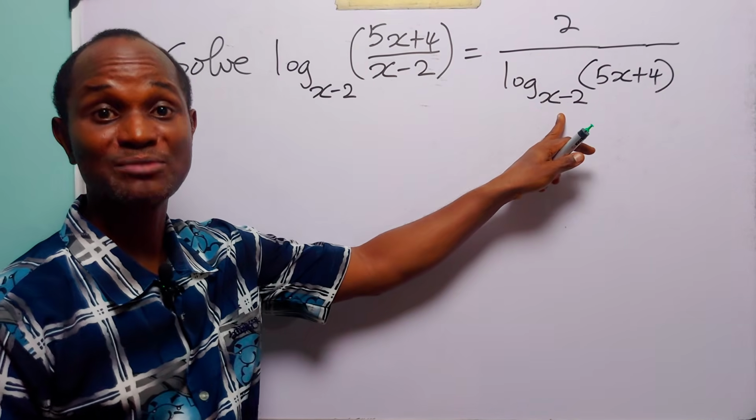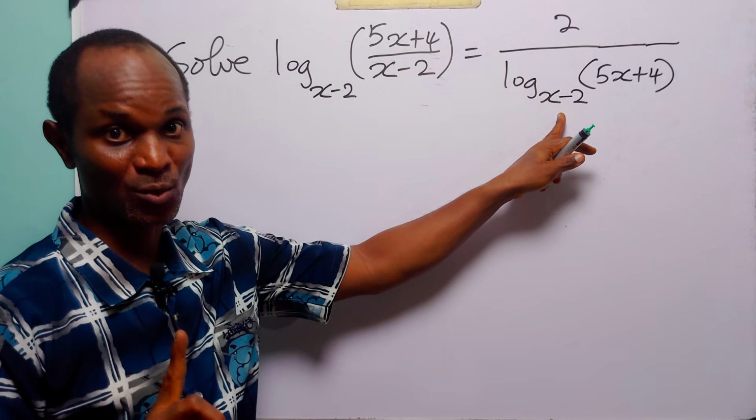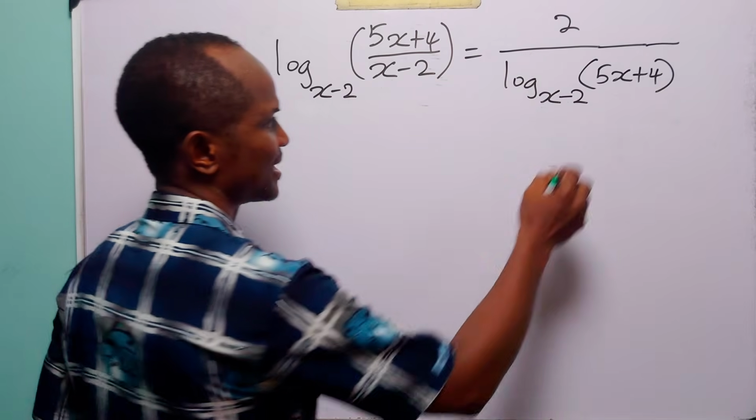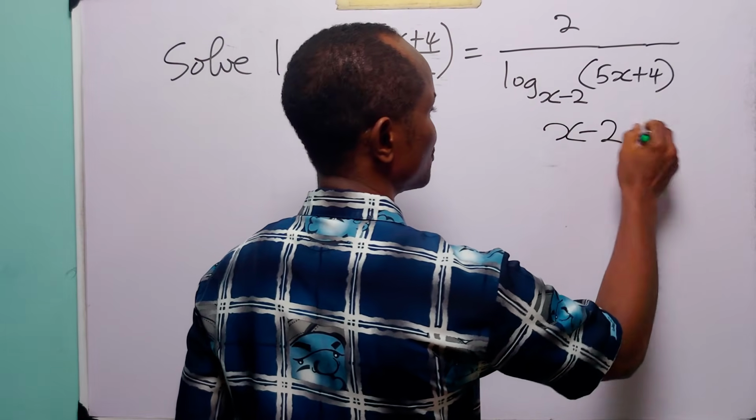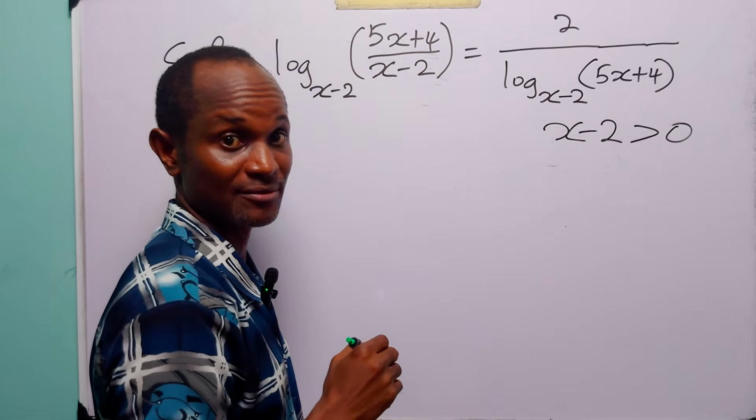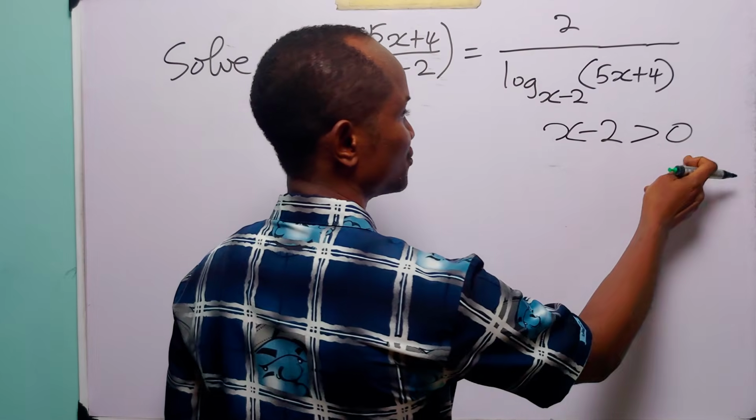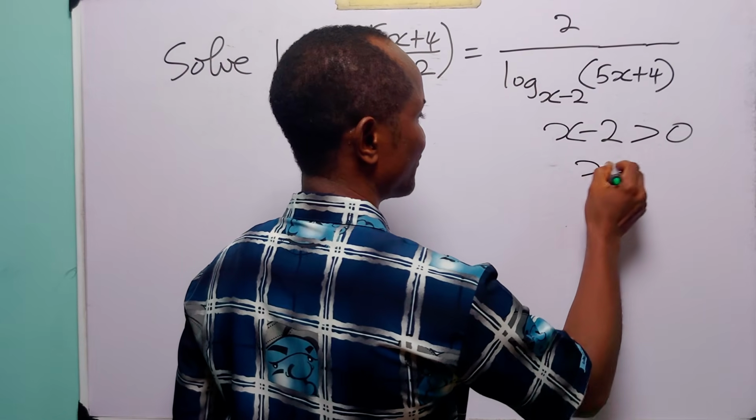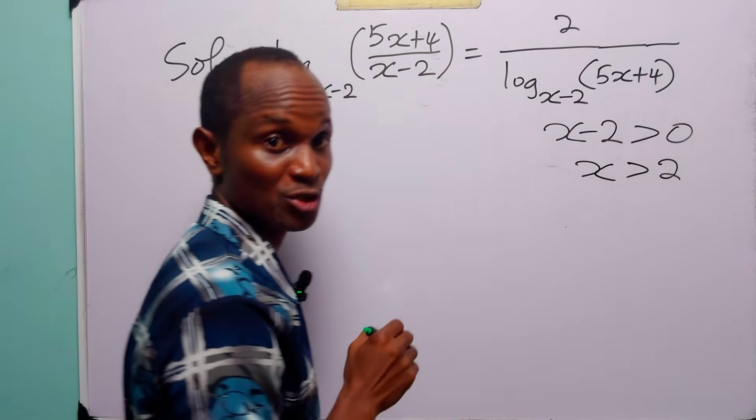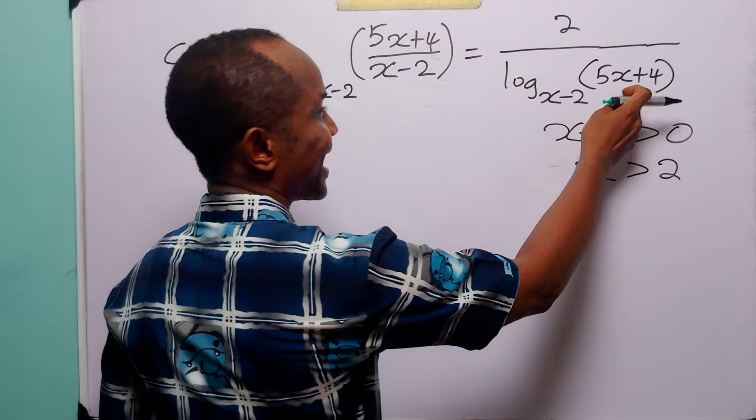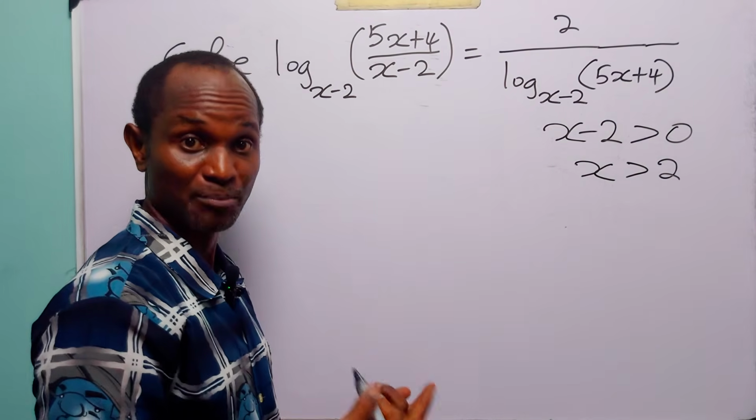To solve this logarithmic equation for real values of x, we must remember that the base of a logarithm must be positive but not equal to 1. So that means that x minus 2 must be greater than 0. Of course, when we add 2 to both sides of this inequality, we have that x must be greater than 2. Also, the argument of this logarithm must be positive.